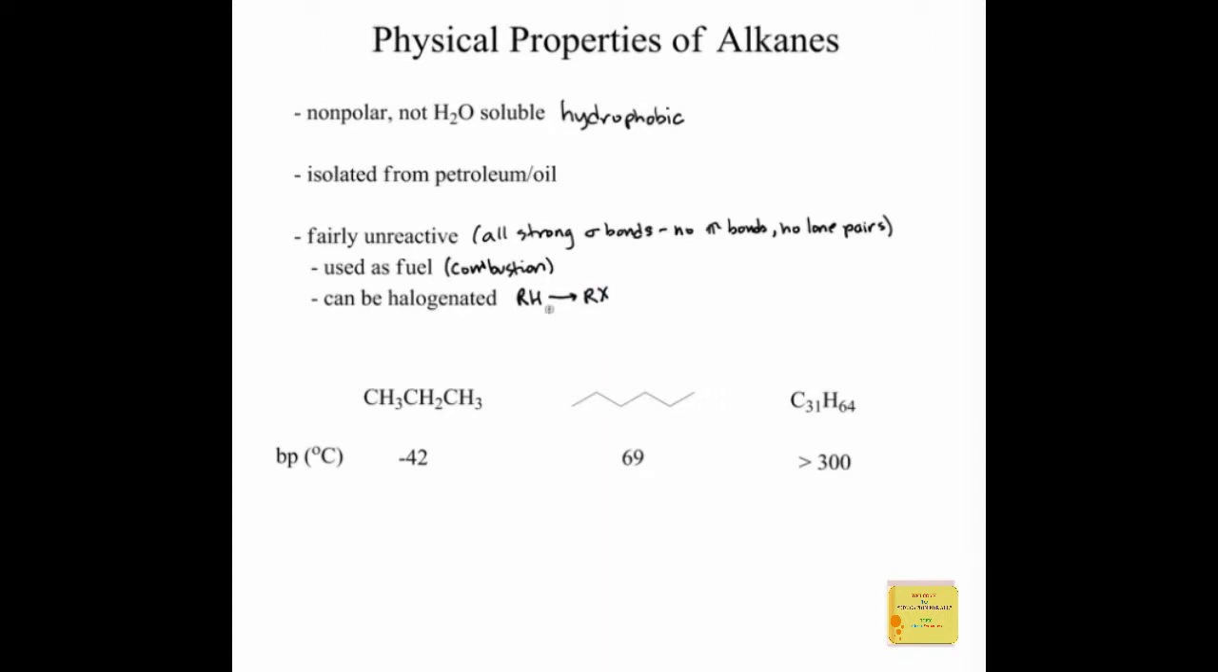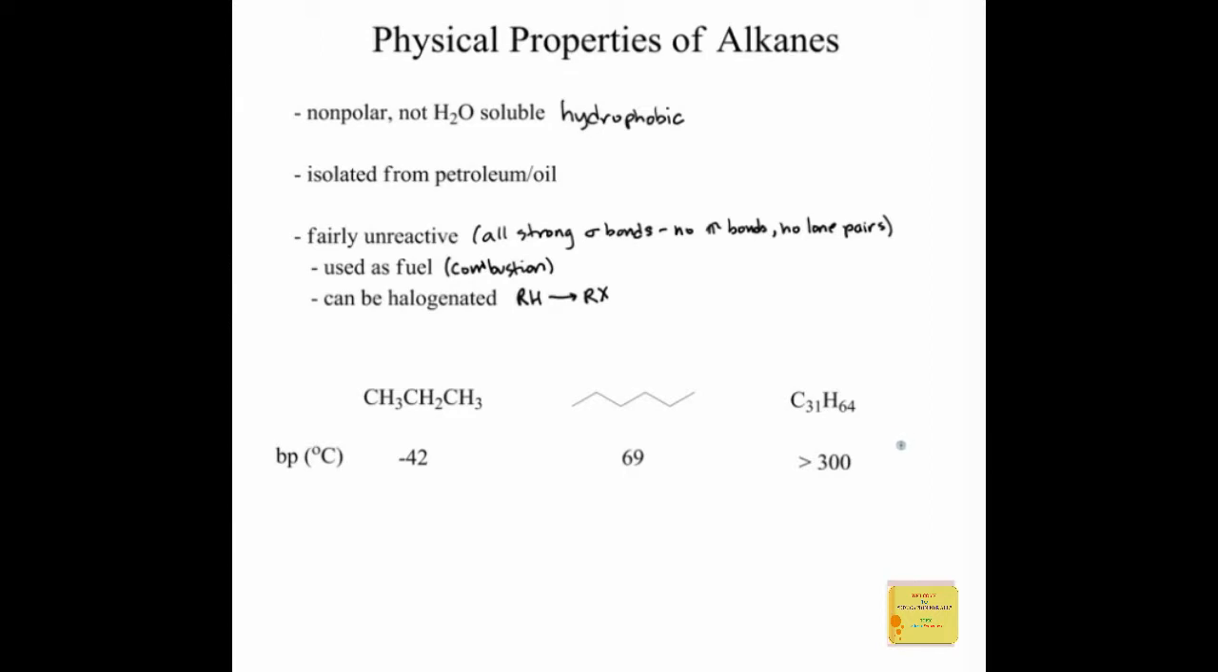So we replace one of the hydrogens of the alkane with a halogen like chlorine or bromine, and that is one of the reactions we'll be studying for alkanes in just a bit. And let's talk about their physical properties. Here we have a series of alkanes. We have a 3-carbon chain, and then a 6-carbon chain, and then a 31-carbon chain.